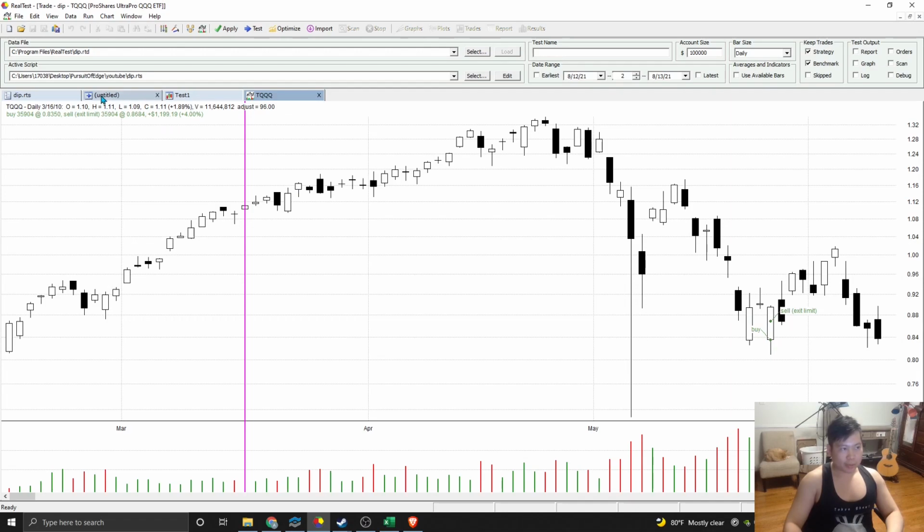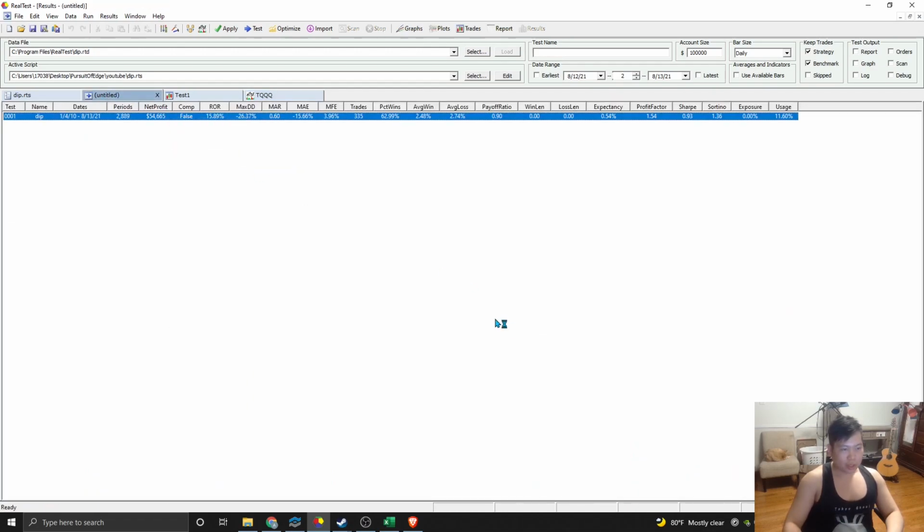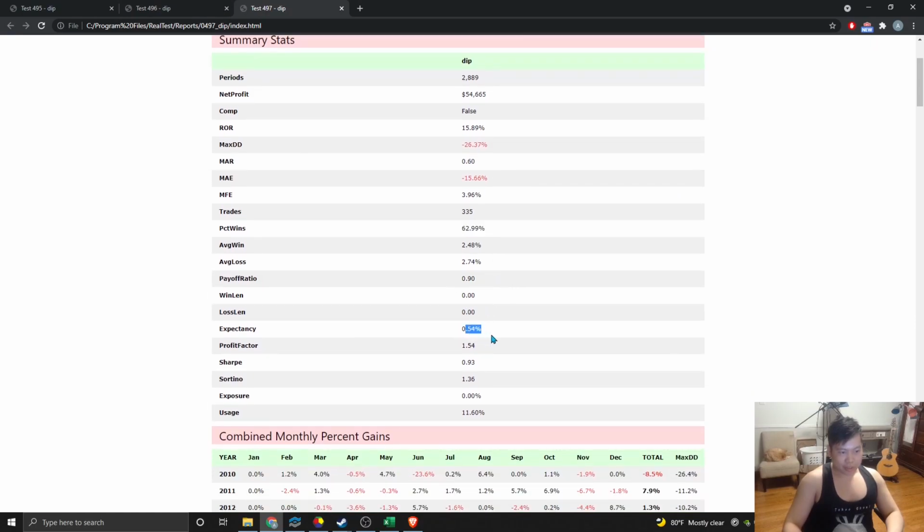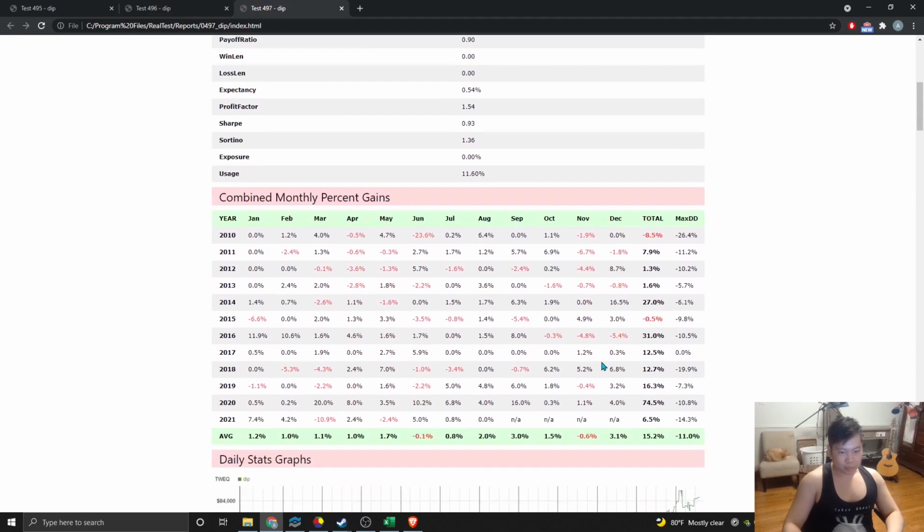All right, and if you're curious about the results, I can show those to you. That wasn't the point of this thread, but here they are. And I usually look at the rate of return, max drawdown, win rate, payoff ratio, expectancy, profit factor, Sharpe, Sortino.